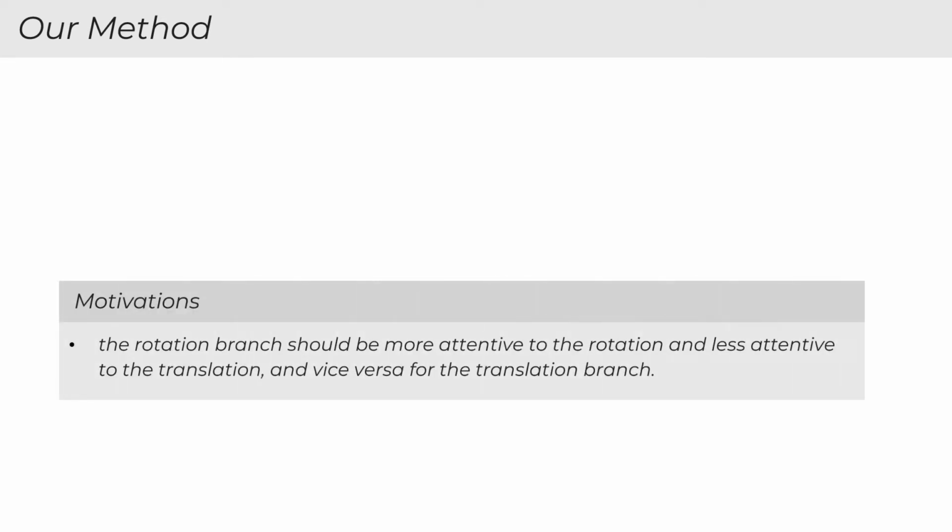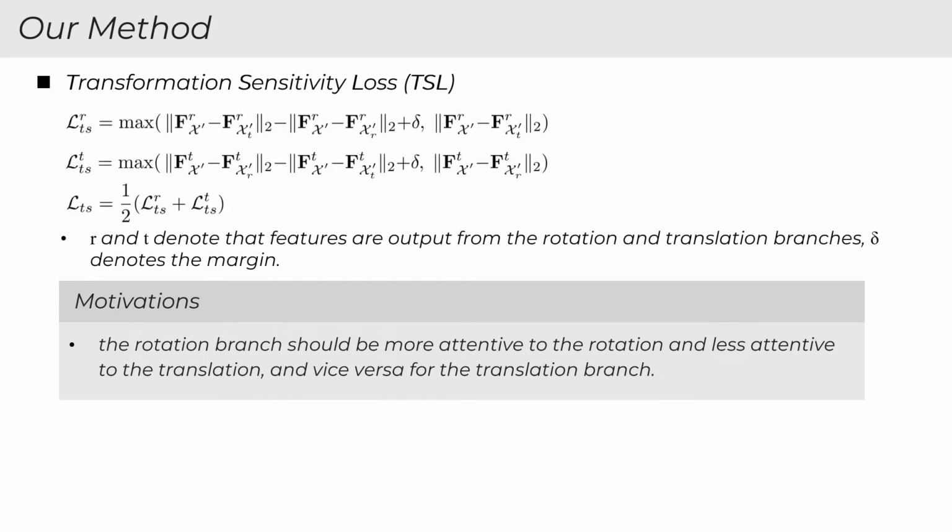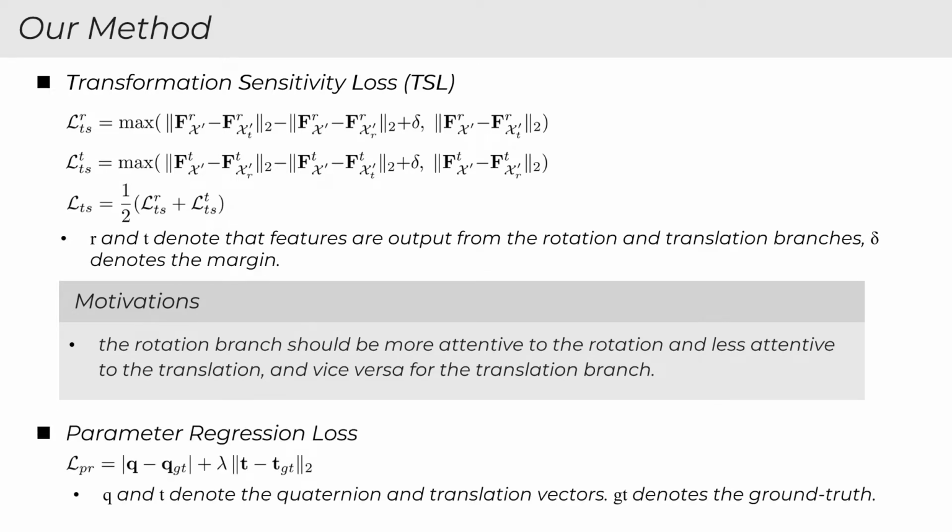Furthermore, we propose two novel losses to address the remaining issues. Merely separating the 3D rotation and translation branches in the network structure is not enough. It still requires some supervision to ensure that the features extracted from the rotation and translation encoders are sensitive to one while insensitive to the other, and vice versa. Therefore, we propose the transformation sensitivity loss to achieve this goal. Besides, following the previous works, we directly measure the deviation of the estimated quaternion and translation from the ground truth at each iteration.